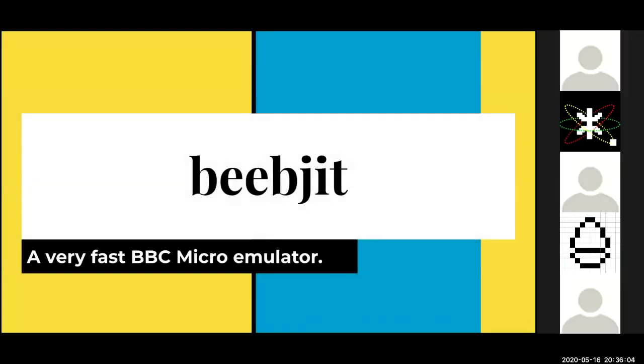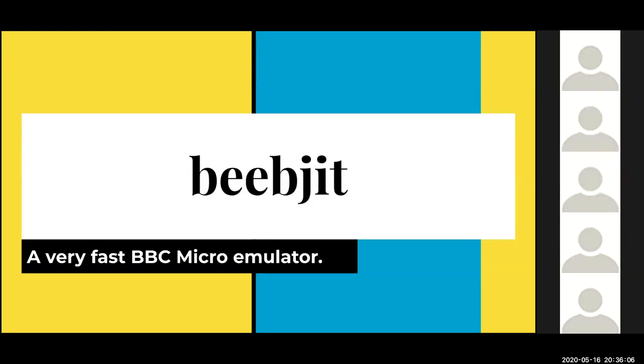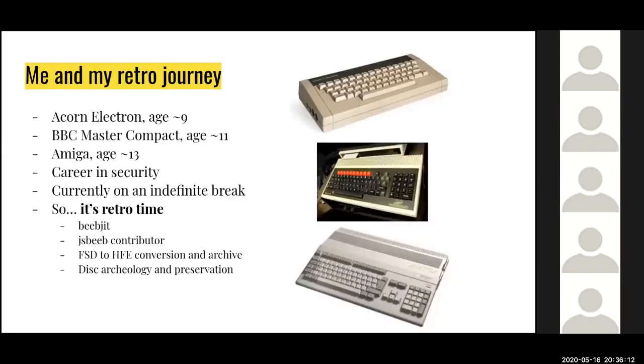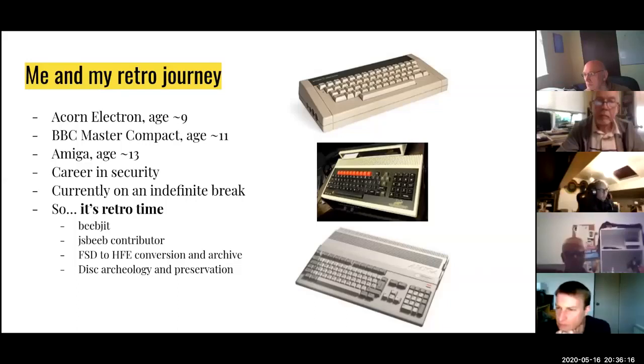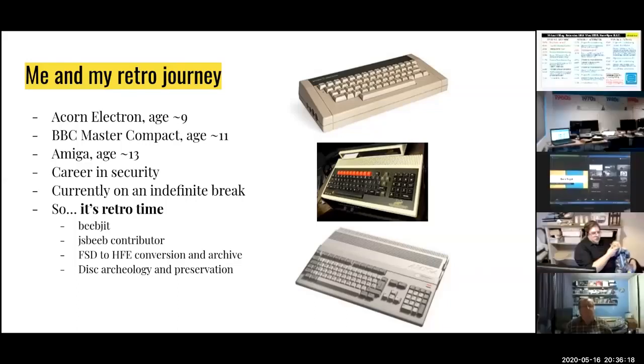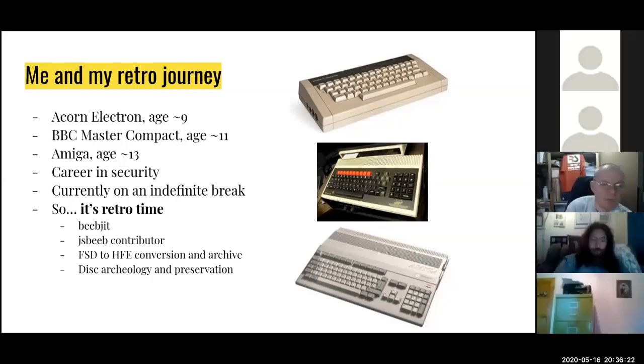This is a presentation on Beebjit, a BBC Micro emulator I've written recently with a focus on trying to go fast. So briefly, just a little bit of history on me and the retro journey I've had. It all started, we think, age 9 or so, with the Acorn Electron, a very iconic machine.